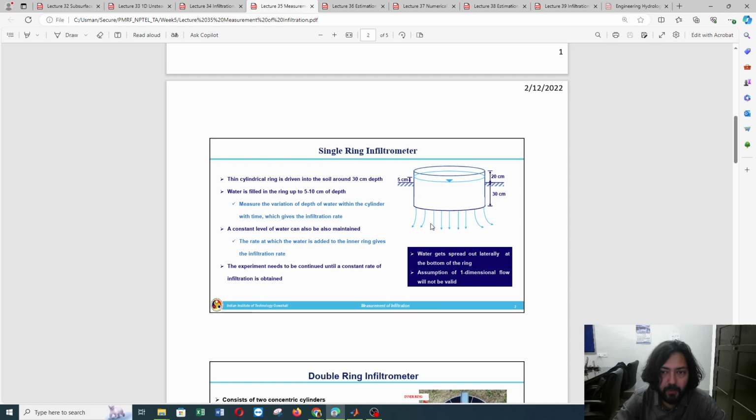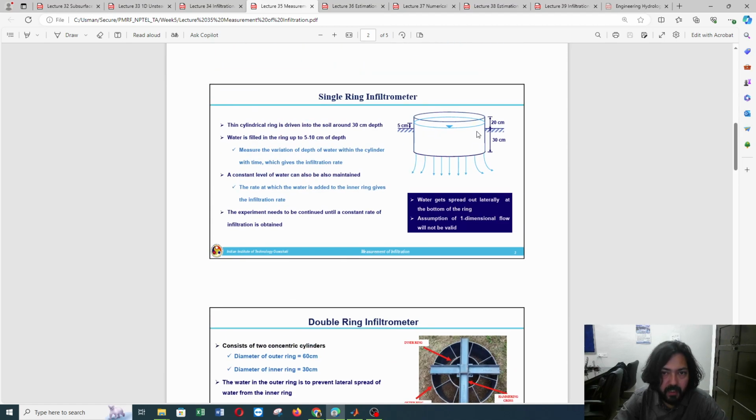So what we usually do is, the overall depth of this instrument is 50 centimeters. We immerse the instrument 30 centimeters into the soil and we expose about 20 centimeters above the atmosphere, right? And water is filled in the ring up to 5 to 10 centimeters of depth. If you can see here, only 5 centimeters of water is filled above the ground surface. We are going to record the time for which the water will get infiltrated into the surface, and that will give us the infiltration rate.